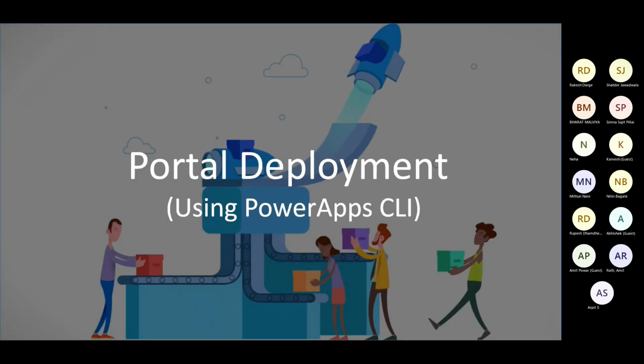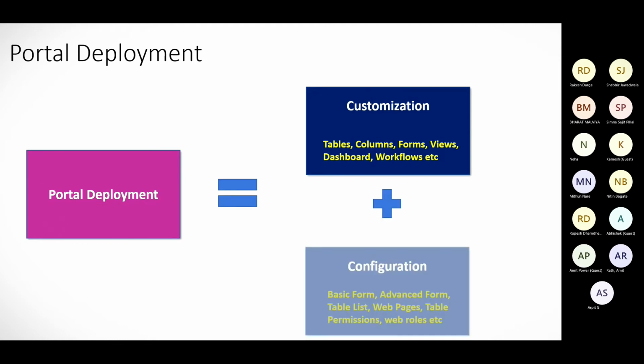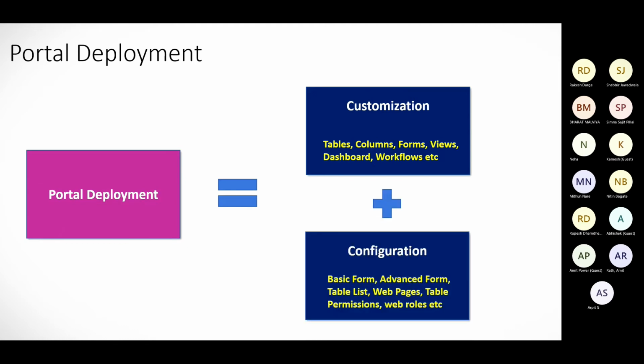The second is the deployment, how you can do the deployment using Power Apps CLI. Like the development, the deployment is also made up of two things, customization and configuration. So obviously, if you have two sorts of things, customization and configuration, you need two sorts of processes to deploy that. But in case of Power Apps CLI, you can automate your customization deployment using Power Apps CLI or Azure DevOps, and the configuration can also be deployed using Azure DevOps or the Power Apps CLI. I'm going to demonstrate that in a while.